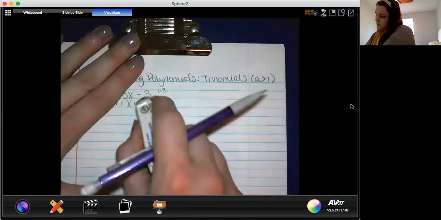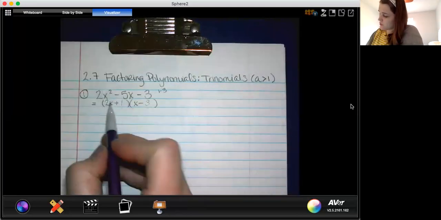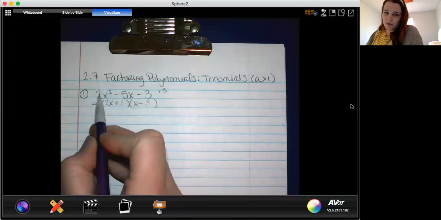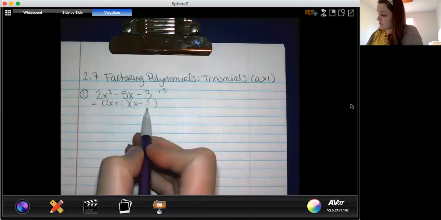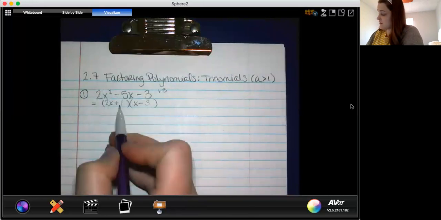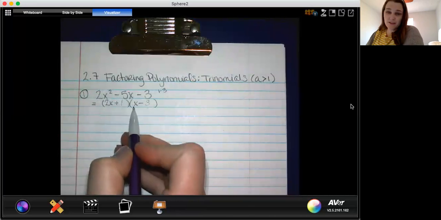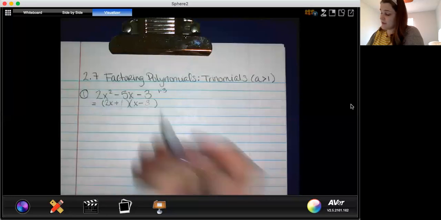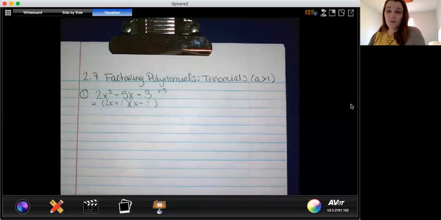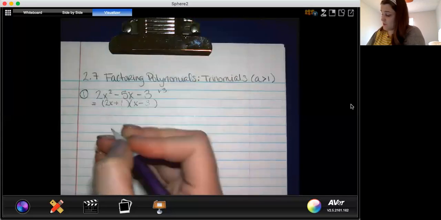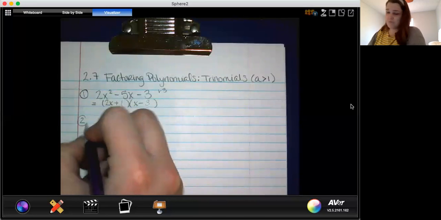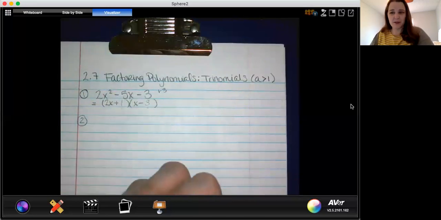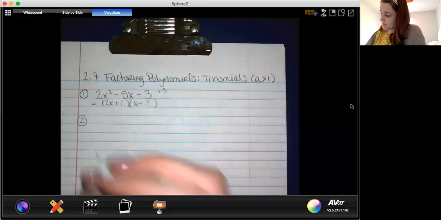So let's just double check real quick. We get 2x times x, which is 2x squared. 2x times negative 3 is negative 6x. 1 times x is positive x, so negative 6x plus x is negative 5x. And positive 1 times negative 3 is negative 3. So factoring is a self-checking system. You can always check. If you don't check, then you're kind of wasting some given points, right? Let's try the next one.